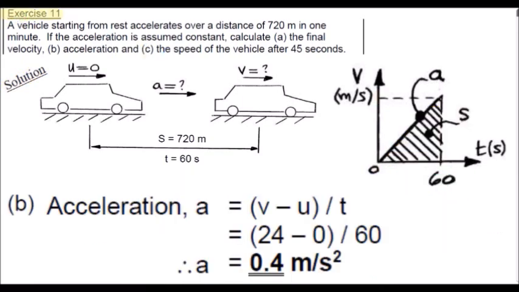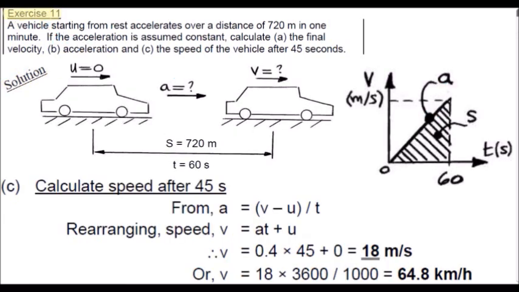Exercise 11, solution continued. Here's part B. We have to calculate the acceleration A. That's the gradient of the line on the velocity time diagram. To do that, we'll use the equation v minus u divided by t. Inserting the values for v, u and t, the acceleration is 0.4 metres per second squared.